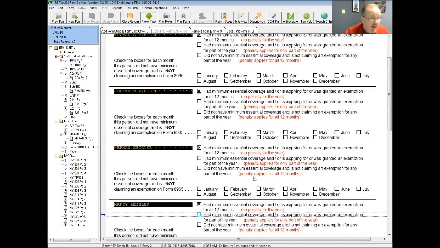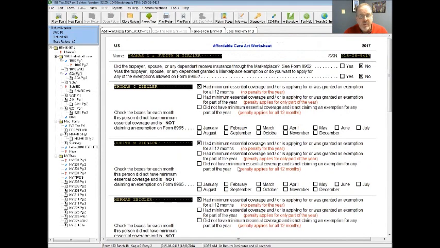After we do the rest of the return, I'm going to come back and we're going to play with this one a little bit as far as health insurance for everybody. Okay? All right. So we have, all right.